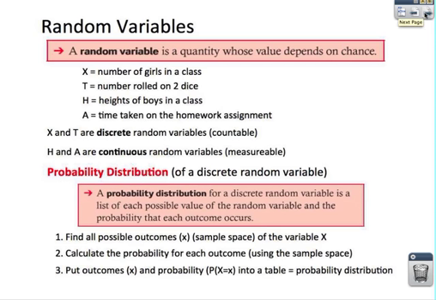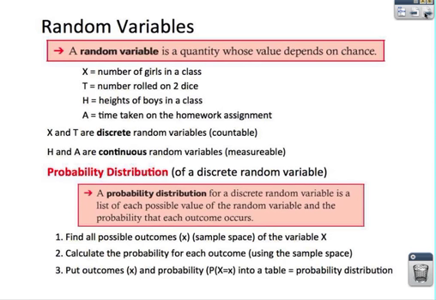A random variable is simply a quantity whose value depends on chance. Some examples of random variables are the number of girls in a class, the number rolled on 2 dice, the heights of boys in a class, and the time taken on a homework assignment. The thing to note here is that X and T are what we call discrete random variables.